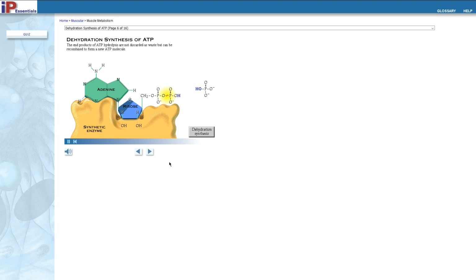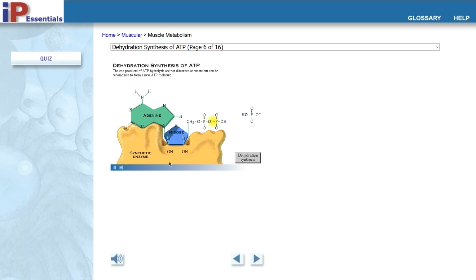The end products of ATP hydrolysis are not discarded as waste, but can be recombined to form a new ATP molecule. Rebuilding ADP into ATP requires a synthetic enzyme to carry out dehydration synthesis and a new source of energy to rebuild the high-energy bond. Click the button to see dehydration synthesis.